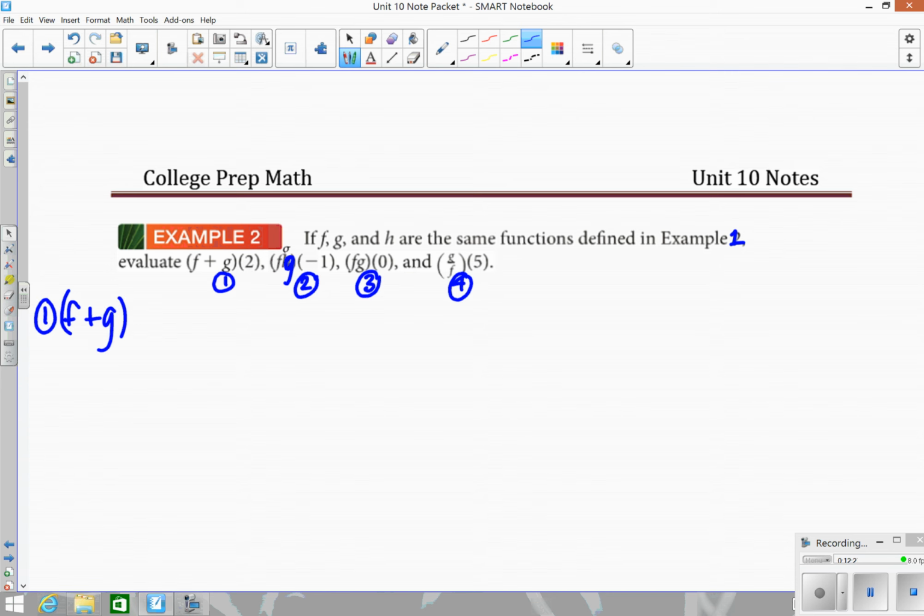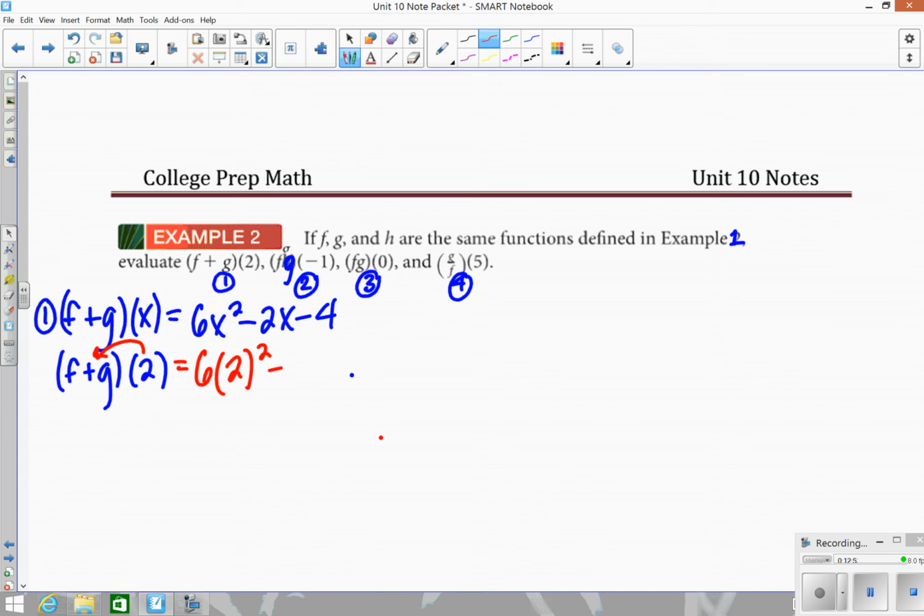of 2, basically we already know from the previous example that f plus g of x is equal to 6x squared minus 2x minus 4. I just got that from the previous example. So in order to find f plus g of 2, all that means is input 2 into that function. So essentially you're just plugging in 2. And then evaluate all of that and you get 16. So that's all you're doing for these.